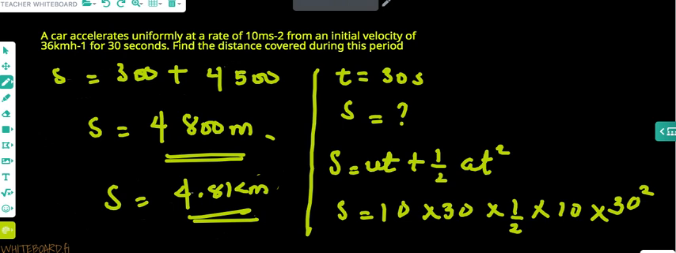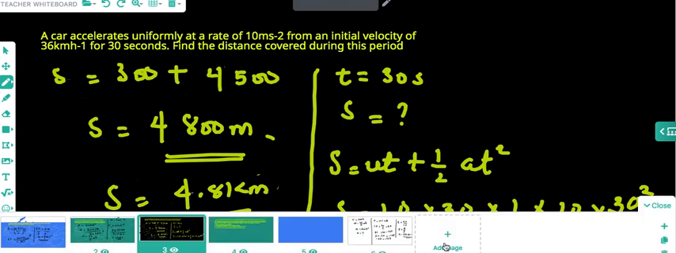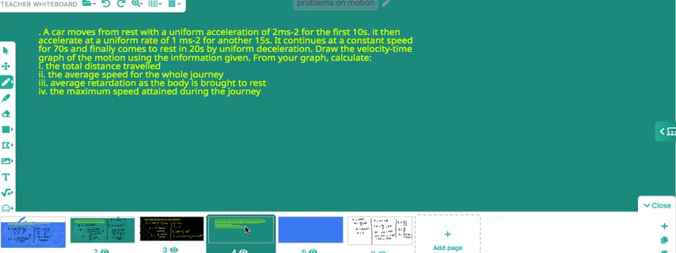Now another question, and this one is that a car, I beg your pardon, a car moves from rest with a uniform acceleration of 2 meters per second square. So let's write the parameters. A equals 2 meters per second square for the first 10 seconds. That means t equals 10 seconds.